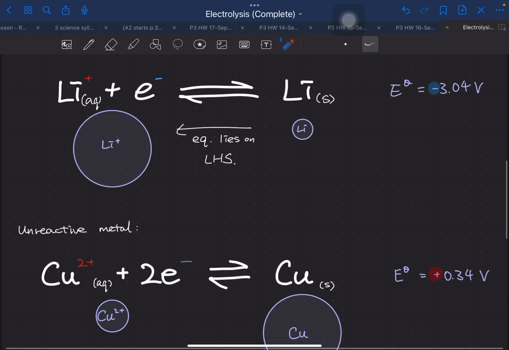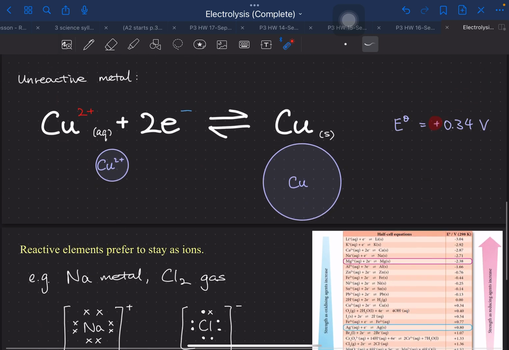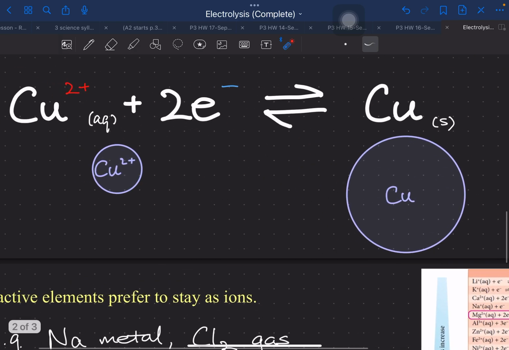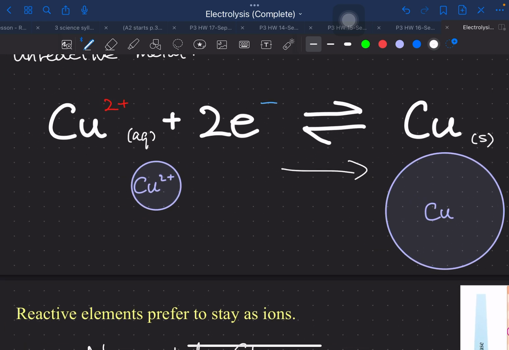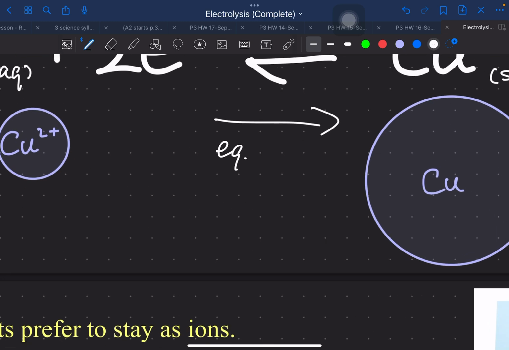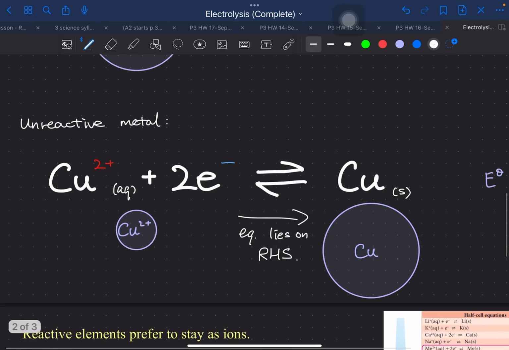But it's the opposite case for an unreactive metal. If a metal is unreactive, it would rather stay as a metal instead of staying as an ion. Maybe think about gold or silver, and copper is obviously another case, but the same idea. So we have a different case right now. In this equilibrium, it lies on the right hand side, because copper would rather stay as a metal than as an ion.